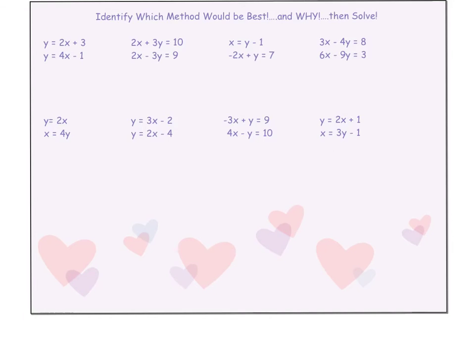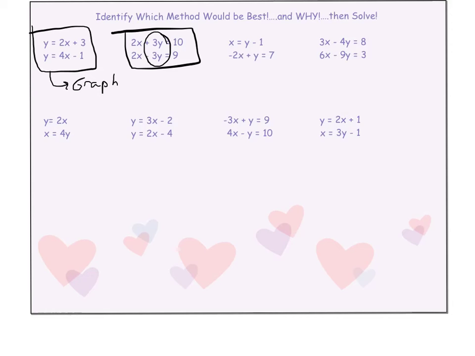So let's identify which method would be best to solve and why. For this one, both of our equations are solved for y equals mx plus b, right? Which makes it good to at least try graphing. Okay? Looking at our next one on this, we see we have a positive 3y and a negative 3y. That leads me to say, wow, both of these are in standard form, so let's try elimination. For our third one, we have an x equals situation. So let's try substitution.